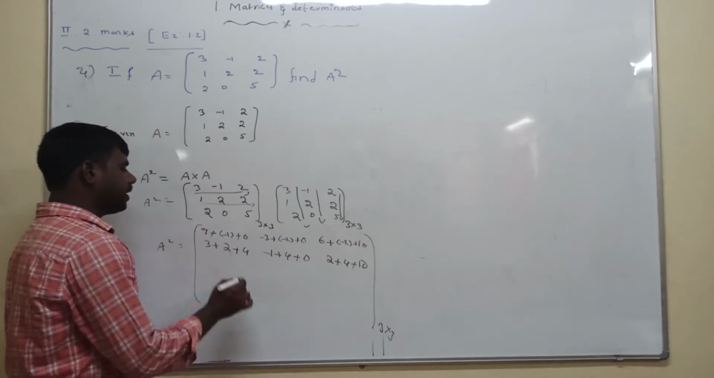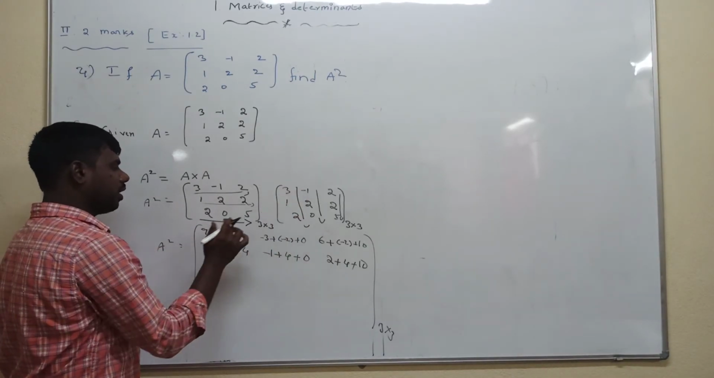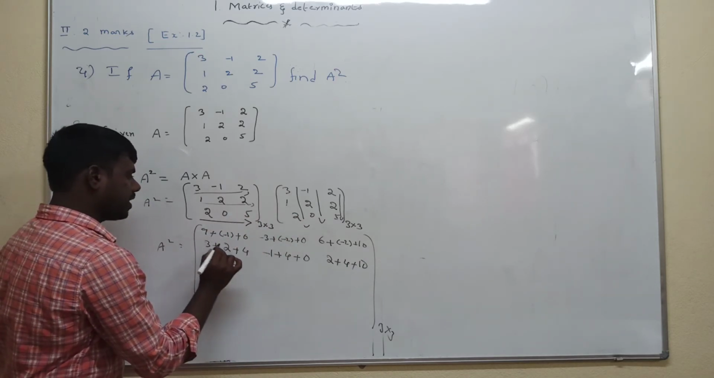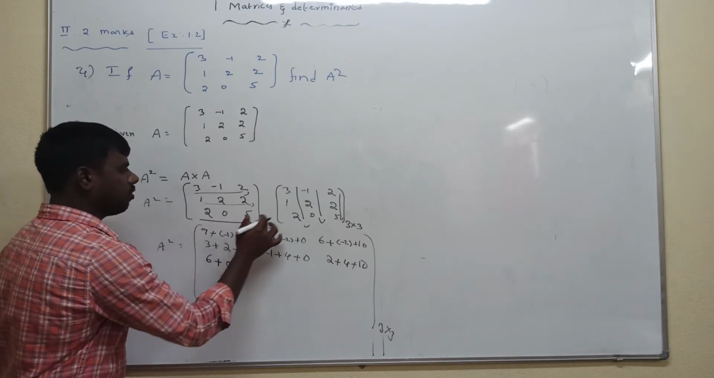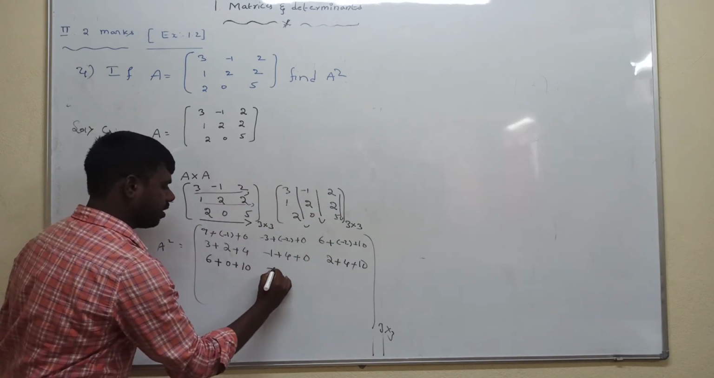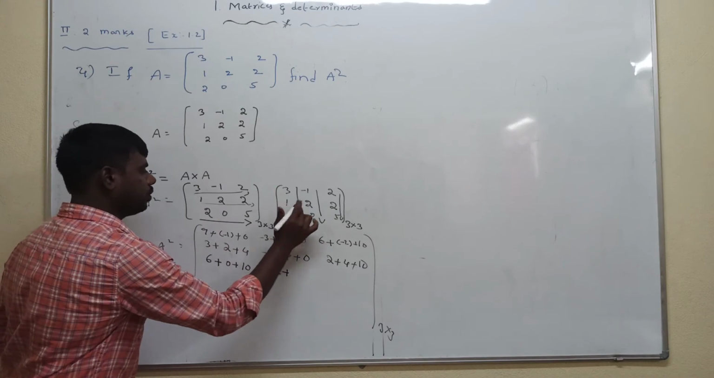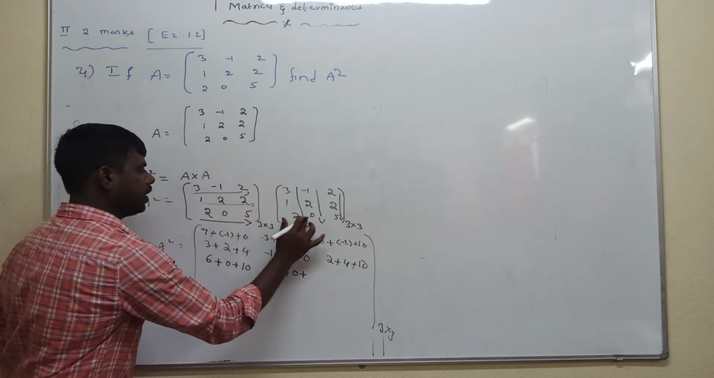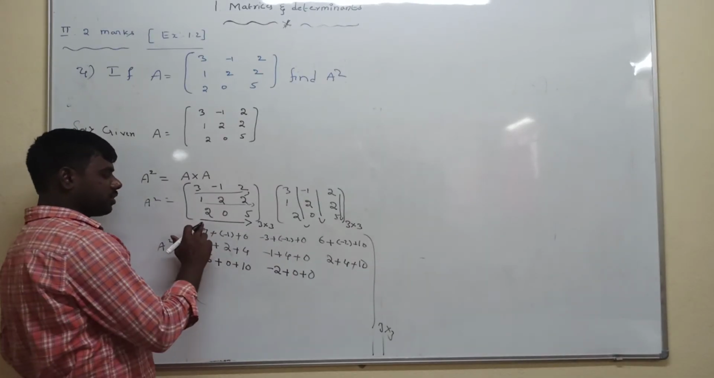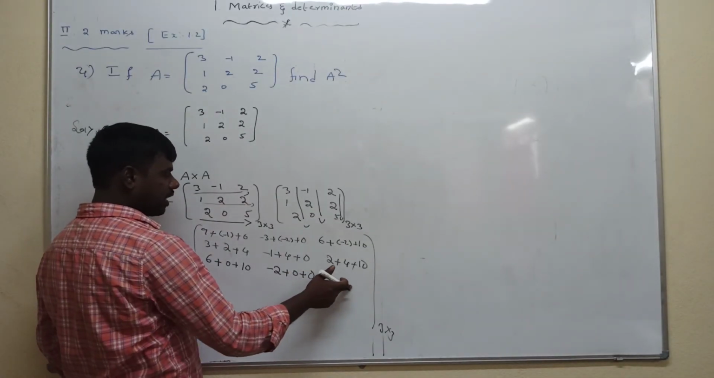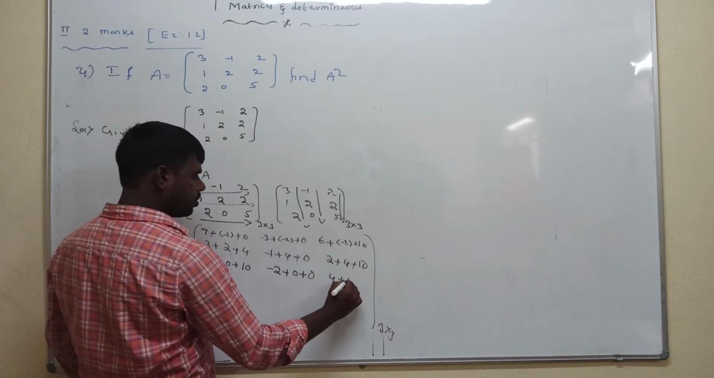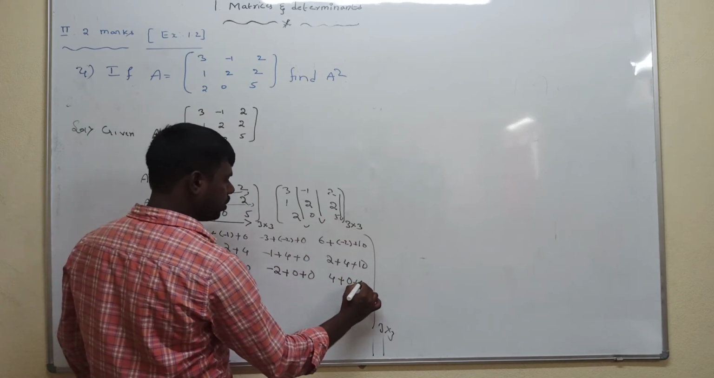Now second row is also completed. Next we are going to the product with the third row, first column. 2 threes are 6 plus 0 into 1 is 0 plus 5 into 2, 10. Third row, first column is over. Next, product with third row, second column. 2 into minus 1, minus 2, plus 0 into 2, 0, plus 5 into 0, 0. Next, third row, third column. 2 into 2, 4, plus 0 into 2, 0, plus 5 into 5, 25.